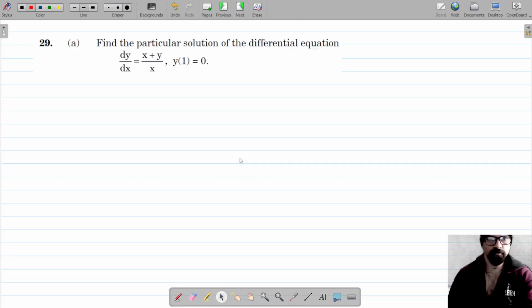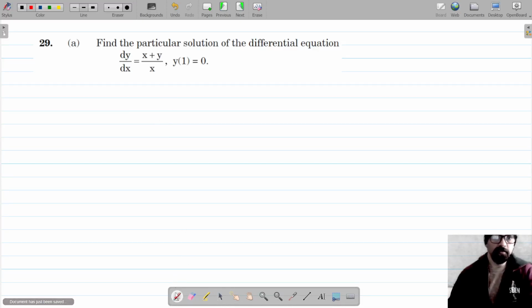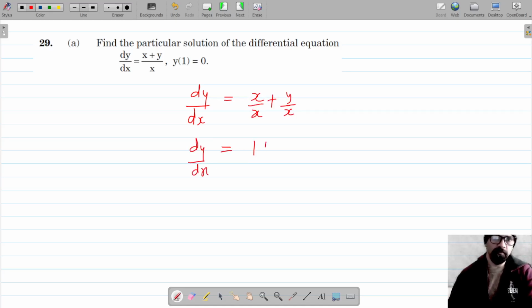Okay, for question number 29's part A, we have to find the particular solution. So this differential equation can be written as dy upon dx is equal to x upon x plus y upon x. So this becomes dy upon dx is equal to 1 plus y upon x.